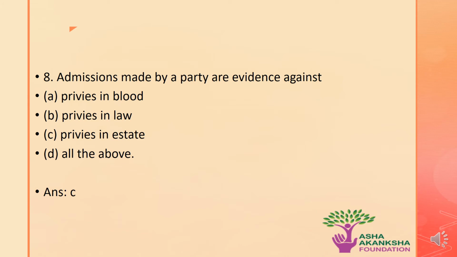So let's move on to the next question, which is, admissions made by a party are evidence against whom? The options are A. Privies in blood, B. Privies in law, C. Privies in estate, or D. All of the above. The correct answer to this question is option D. That is, the admissions made by a party are evidence against privies in estate.